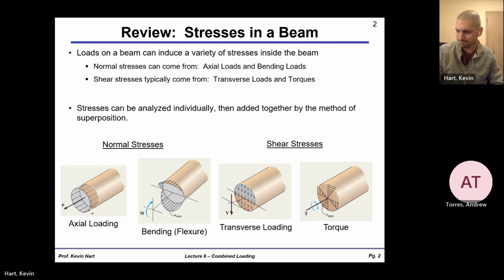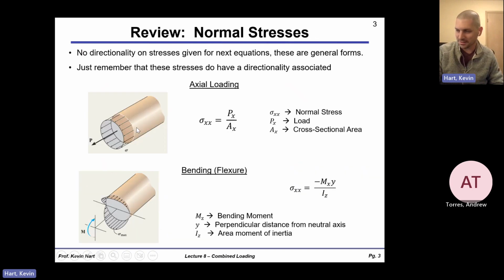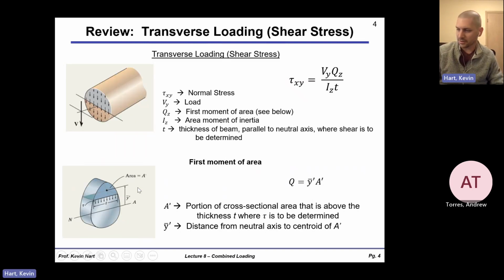So take a look at these. The equations should be pretty comfortable at this point. Sigma x is Px over Ax. Bending, we've seen, is this linear equation, looks like My over I. A negative sign pops in there because when you have positive values of y, you're going to be in tension in this particular orientation. Transverse loading looks like Vy Qz over Iz t when you just have one load coming across the face. It gives a distribution of shear, greatest in the middle and 0 at the top and bottom.